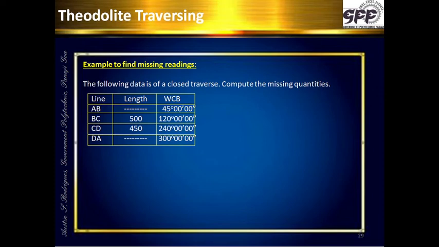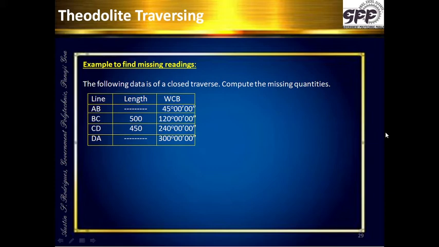Hello friends, today we will have a look at another type of problem. Now there is a problem in which we find that there is some data missing. In this problem over here we have been given the following data of a closed traverse. Compute the missing quantities. The line AB length is not given.